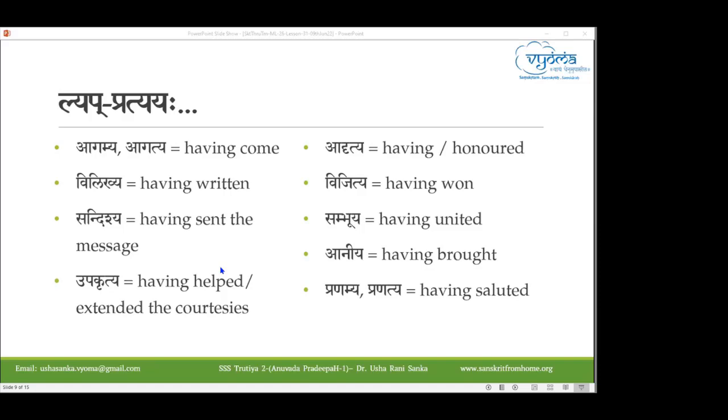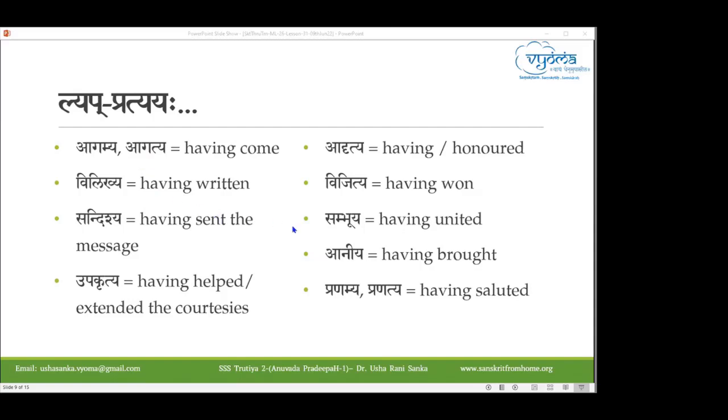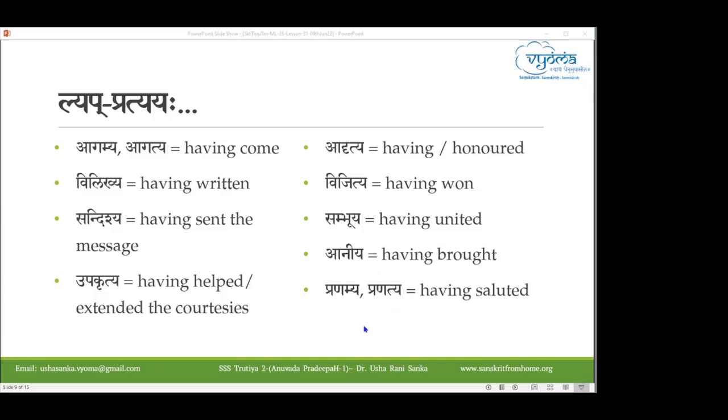That is a form of pranatya also, like agatya. Pranatya, having saluted. Both are the same. Maybe it has to do something with the ma ending. Okay, the anunasika ending or the ma ending will drop off optionally. And when the ma drops off, it will become a hrasva ending. That's why the ta comes. Okay, maybe that is the reason.